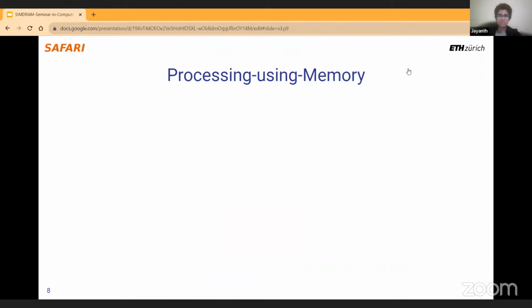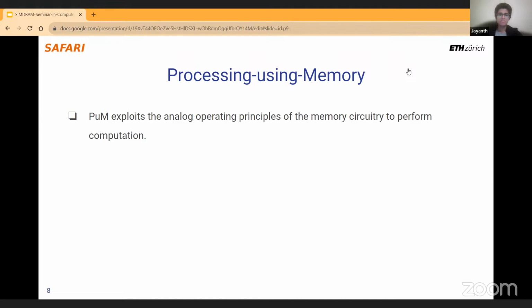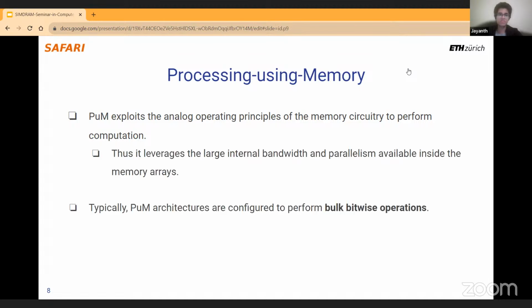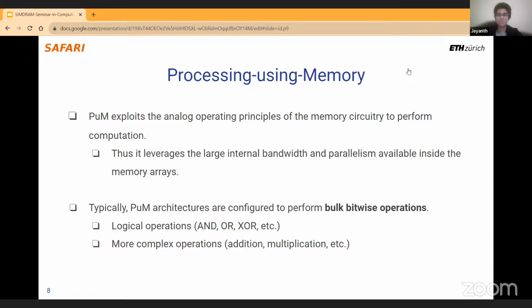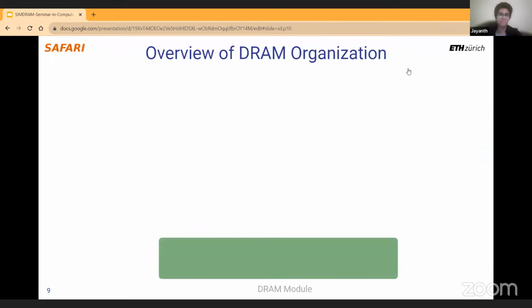So coming to processing using memory, the prior works, as I just said, use the analog operating principles of the memory circuitry to perform computation. Thus, it can have a large internal bandwidth. The prior works in processing using memory, or PUM, focused on performing bulk bitwise operations, that is, performing bitwise operations on large DRAM rows at once. These are operations like logical operations AND, OR, XOR, or slightly more complex operations like addition or multiplication.